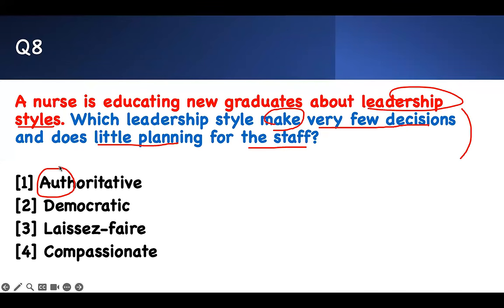Authoritative, as the word sounds, is all over your face. Gone. Democratic involves the staff. They said little planning. Okay. Compassionate, you are compassionate about the problem. This sounds like a lazy person. He makes few decisions and does not get involved in anything. So that's your answer: laissez-faire.